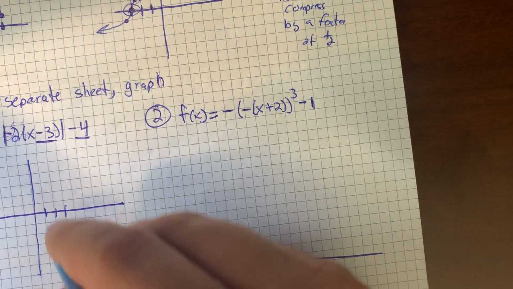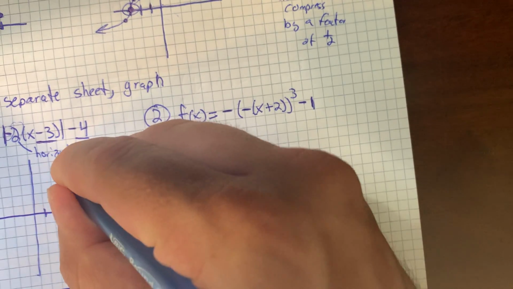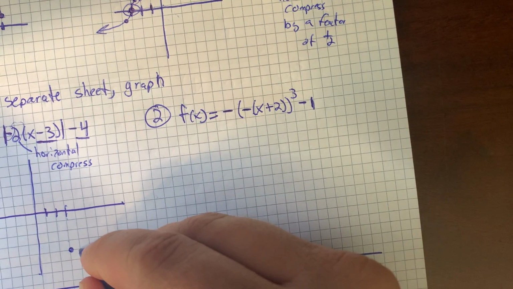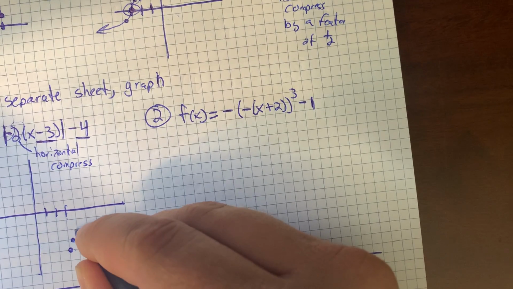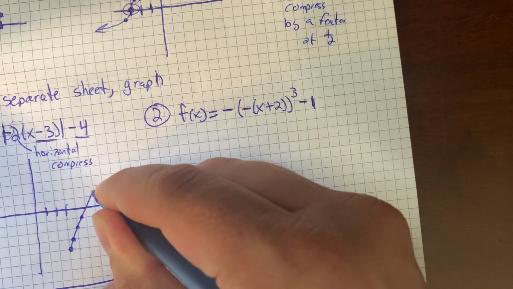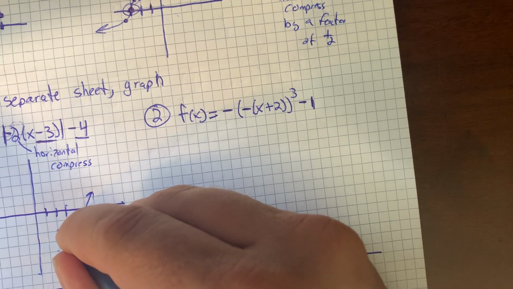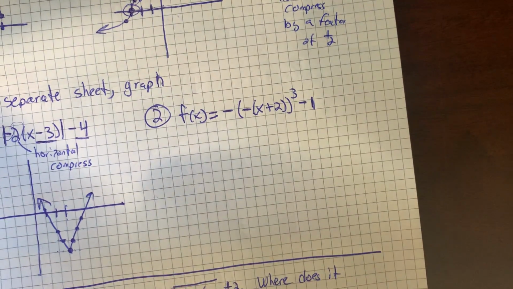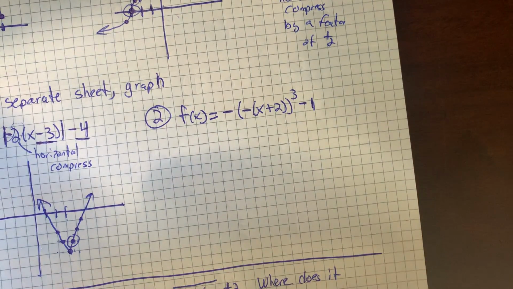This 2 on the inside is going to be a horizontal, it's backwards, compress by a factor of 1/2. So instead of going over by 1 and up by 1, it only needs to go over by 1/2 and up by 1. I'm making this a constant rate of change because it is absolute value. Over by 1/2 and up by 1. Over by 1/2 and up by 1. So it's horizontally compressed compared to the parent function, where we don't go over by 1 and up by 1, we only go over by 1/2 and up by 1.